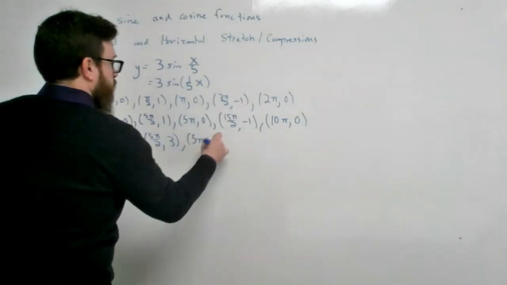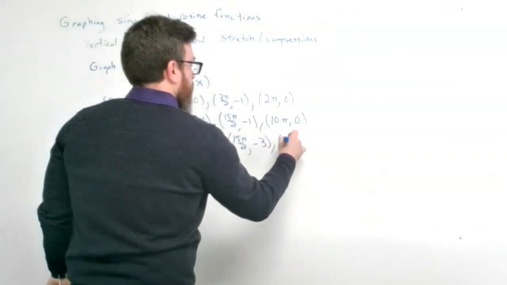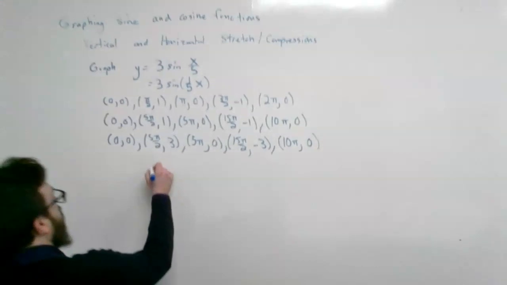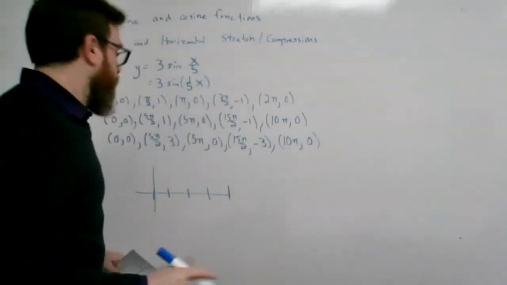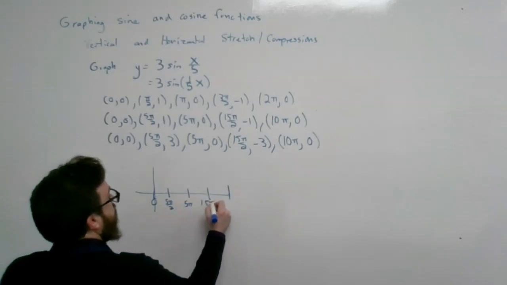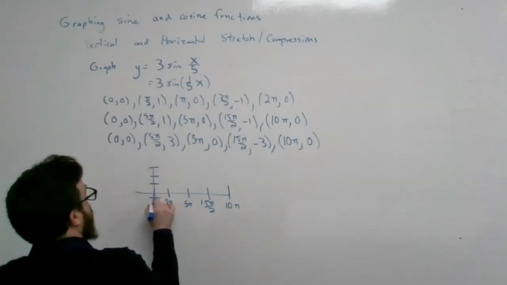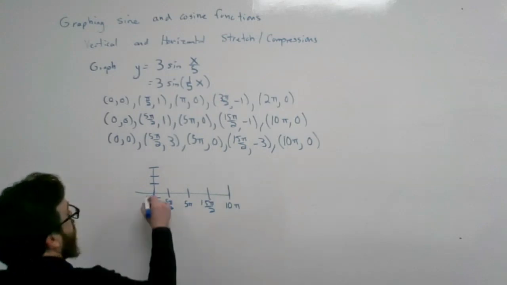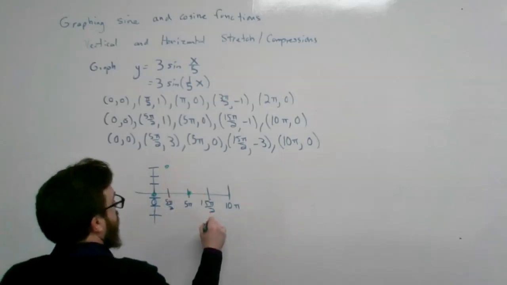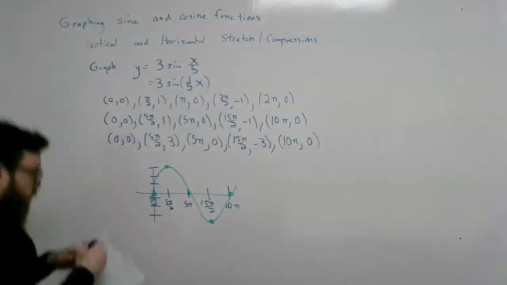5 pi, 0 times 3 is still 0. 15 pi over 2, this times 3 is -3. And then 10 pi, this times 0 is going to be still 0. So now when I graph this, we're going to have angle 0, 5 pi over 2, 5 pi, 15 pi over 2, and 10 pi. And then we're going to go up 3 and also down -3. So when we graph this, it's going to be 0, 0, 5, 2, back to 0, -3, 10 pi. So this is our single cycle for that sine function.